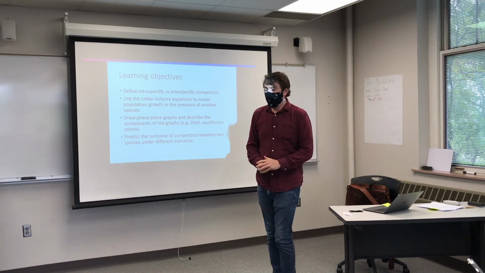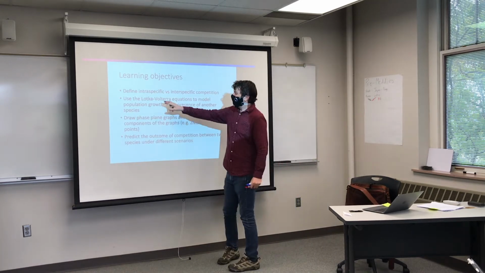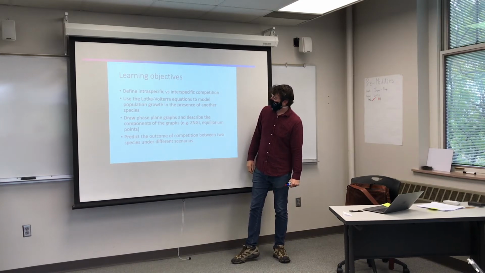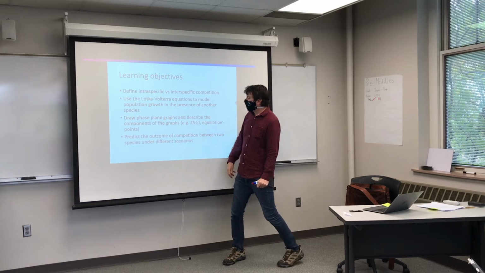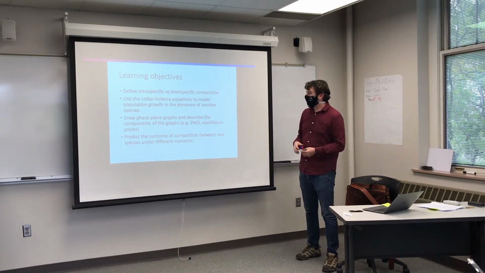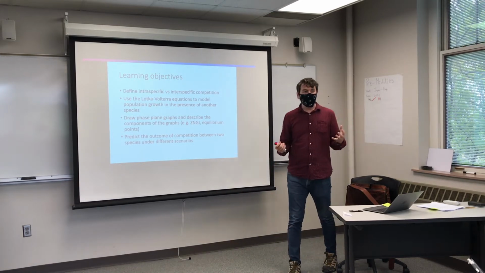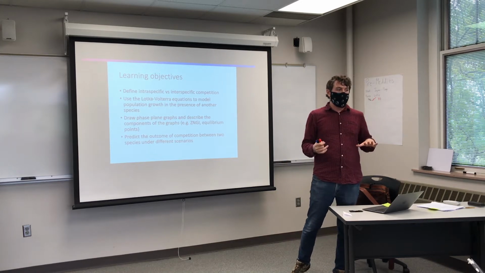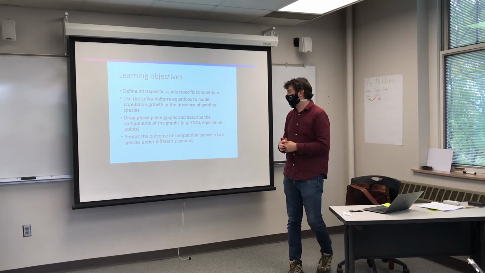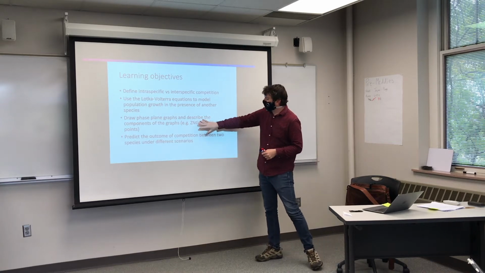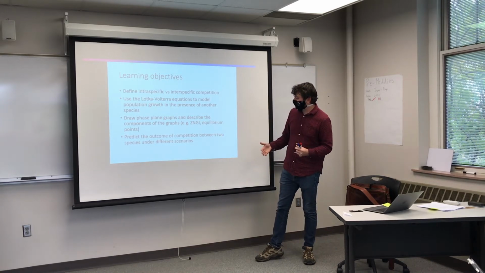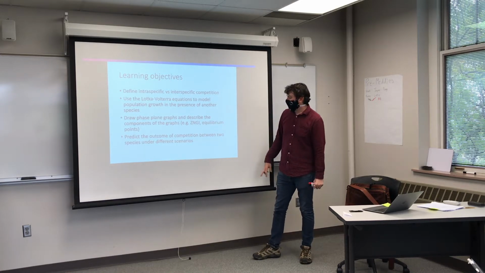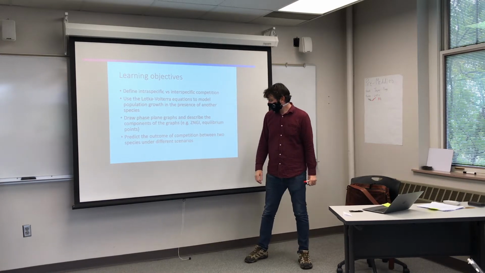So our goals for today are going to be to contrast the definition of intraspecific versus interspecific competition. We're going to use these Lotka-Volterra equations to graphically model population growth of a species in the presence of another species. So we have two species interacting now, not just one population increasing. We're going to do that visually with these phase plane diagrams, and you'll learn what the ZNGI is, and we'll talk about equilibrium points.